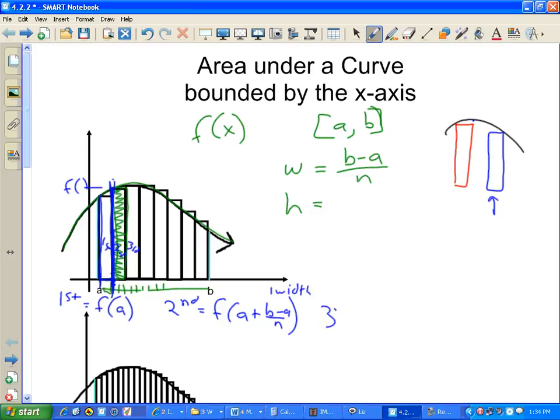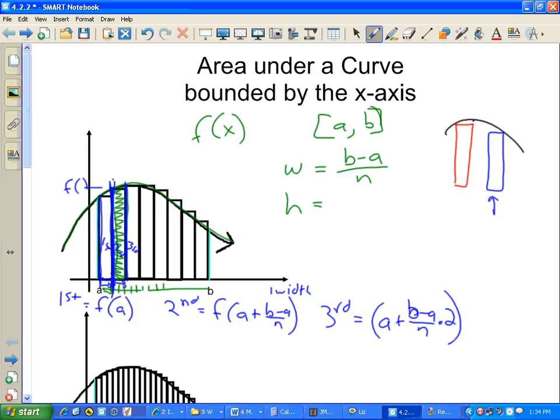For the height of the third rectangle, I would be taking a and adding two widths. So I'd be taking b minus a over n times 2, because I'm going from a over 1, 2. And that determines how tall my third rectangle is.